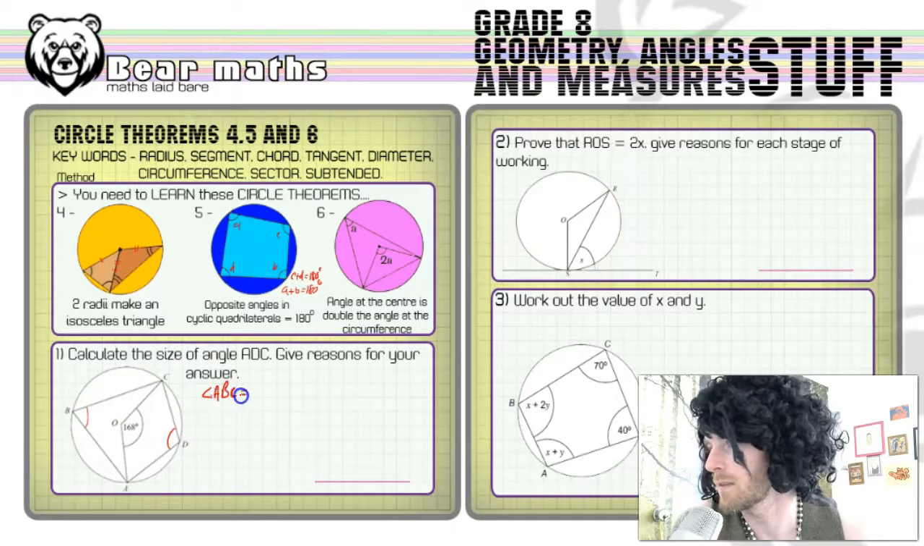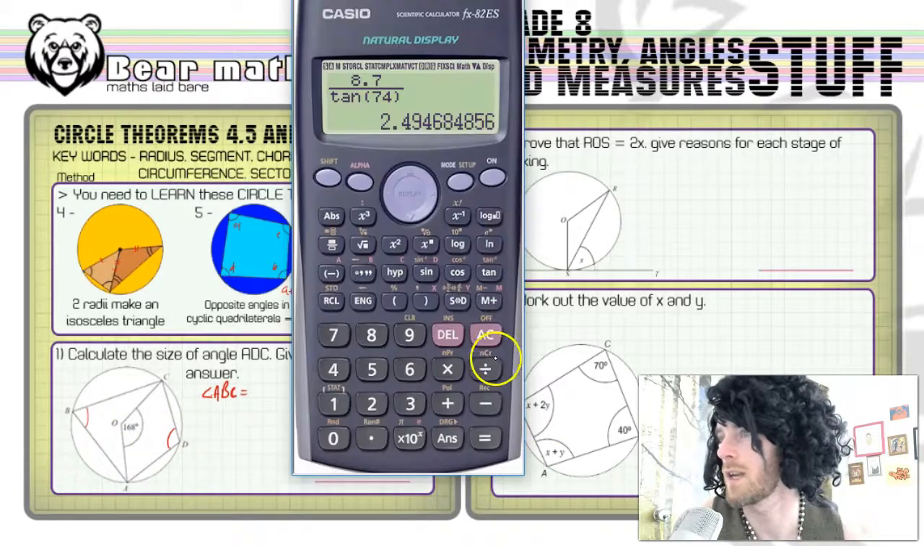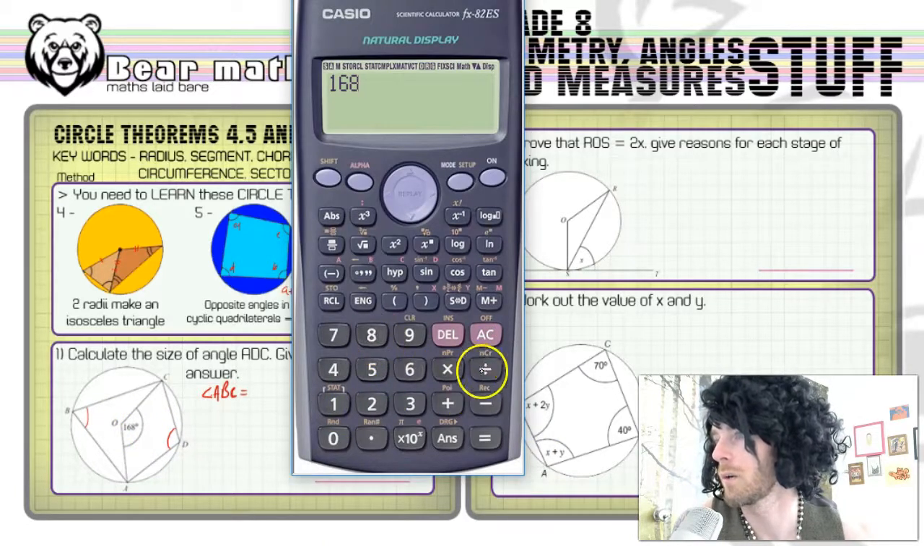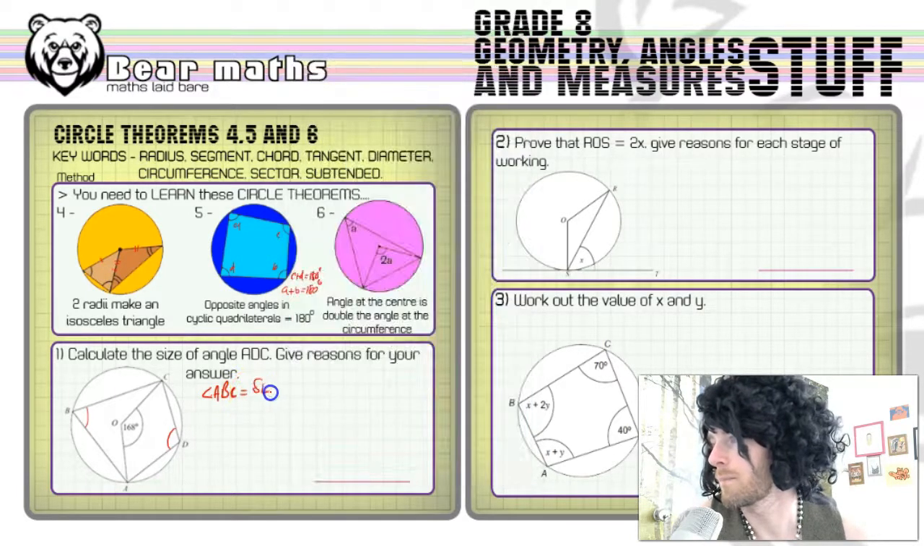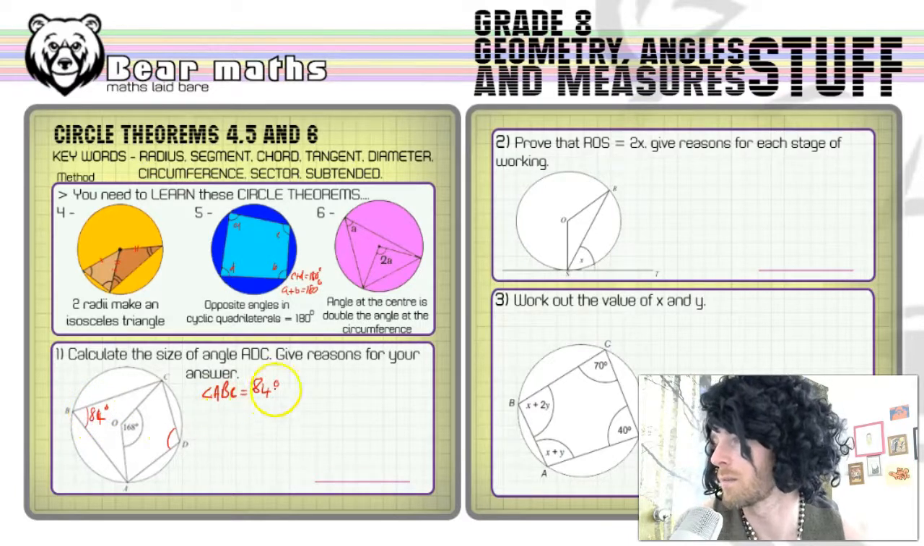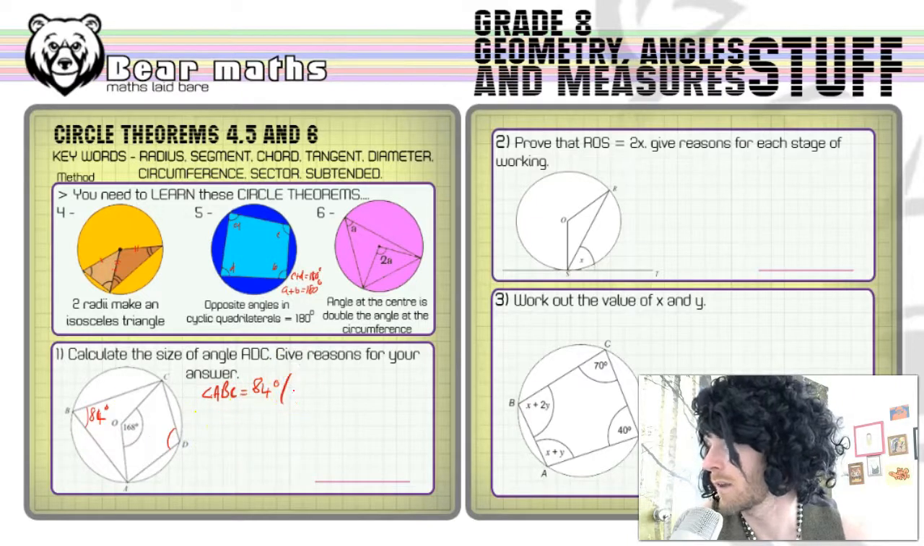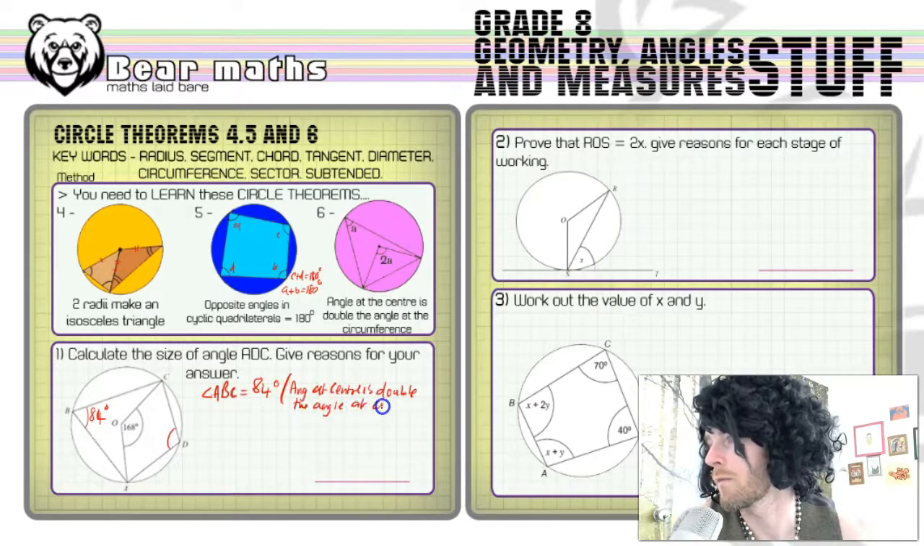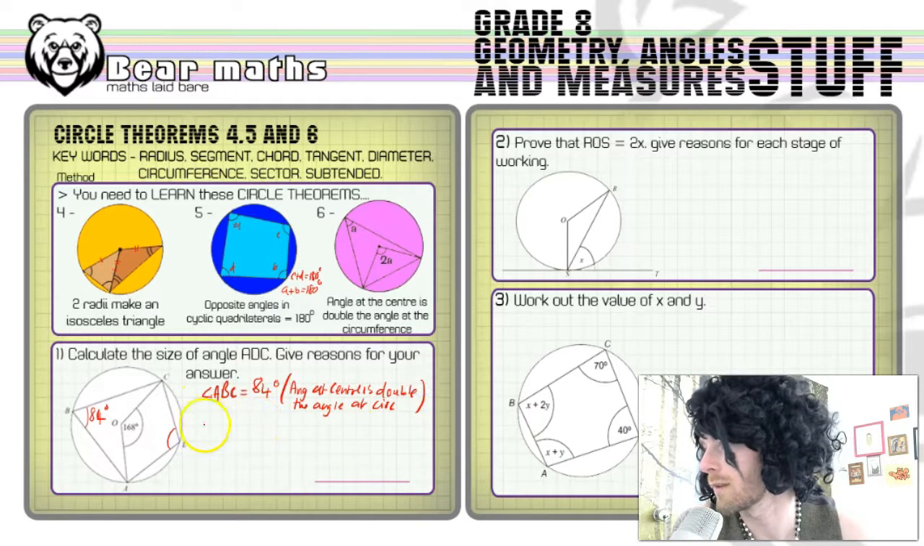So angle ABC is equal to half of 168. So if we take 168 and divide it by 2, we'll get what that angle is. 84 degrees. It's always useful to label it on the diagram as well. So 84 degrees is what that one is. And the reason is angle at the center is 2 times or double the angle at the circumference. Okay, write the whole words, I didn't.